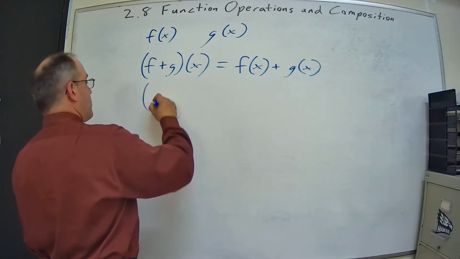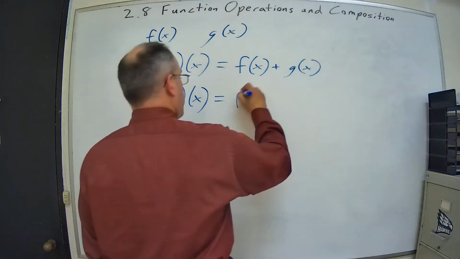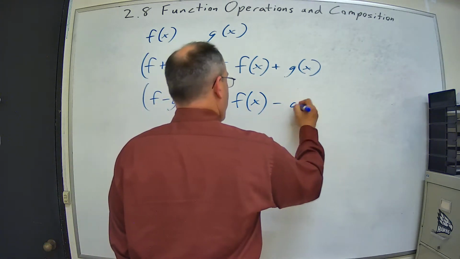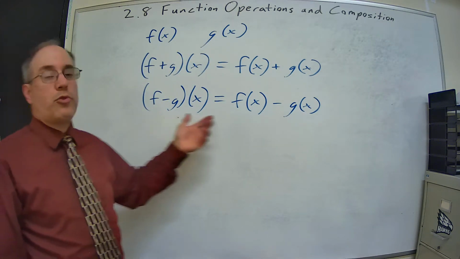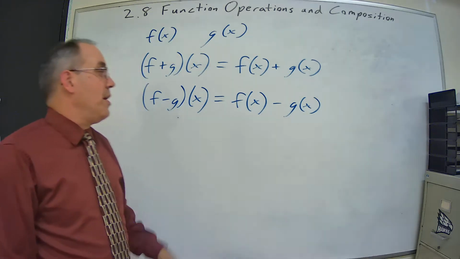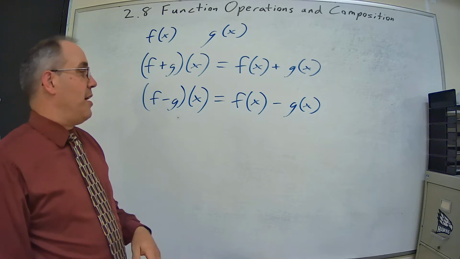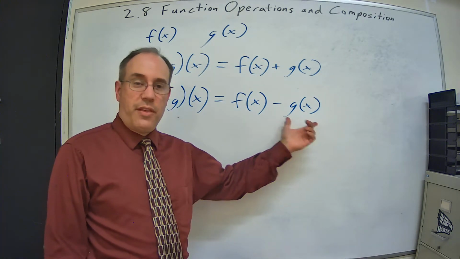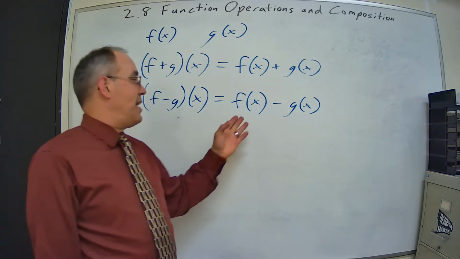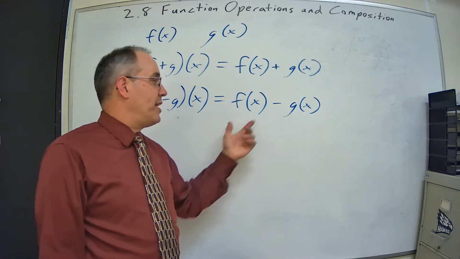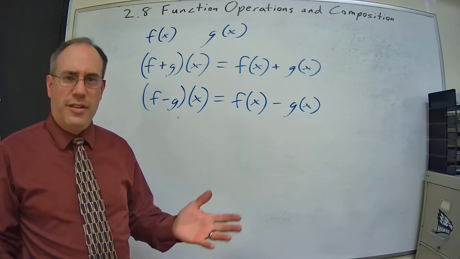We can also subtract, so f minus g of x is equal to f of x minus g of x. So again, that's just telling us to subtract two functions. And the domain of this function is again the intersection of the domains of these two functions. So any value that is not valid for either of these functions is not valid for the subtraction function.